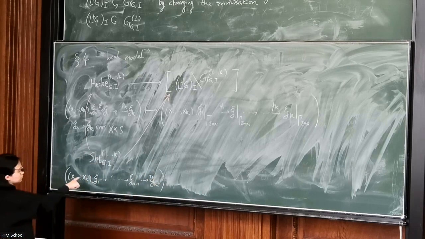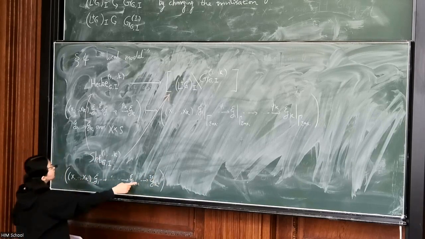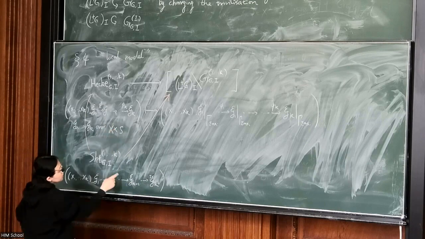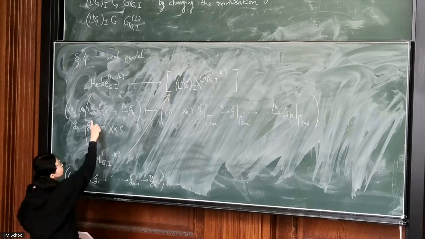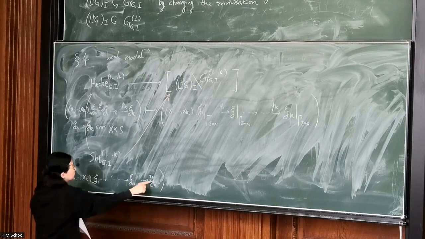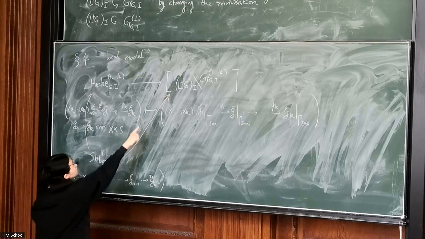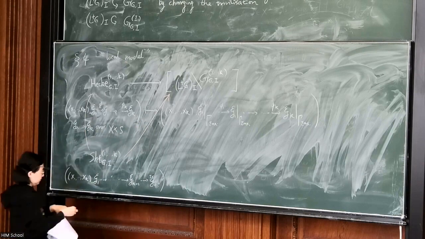Yes, so Shtukas classify these things and you send it to Hecke. You send this to this. Your last one is this. So this is a composition of these two maps.